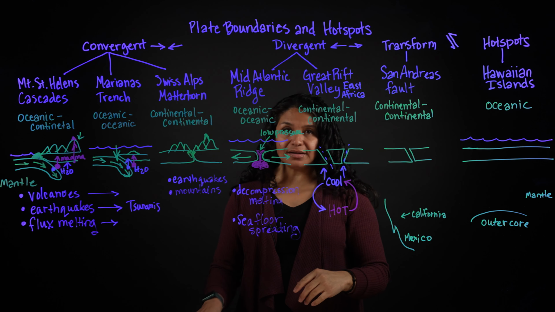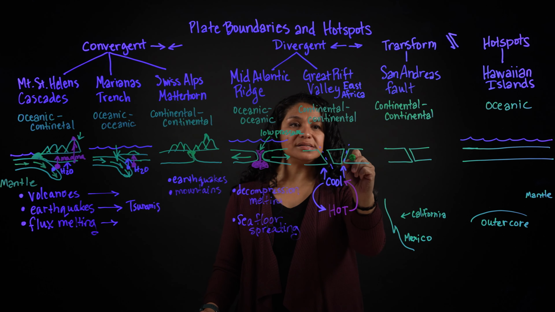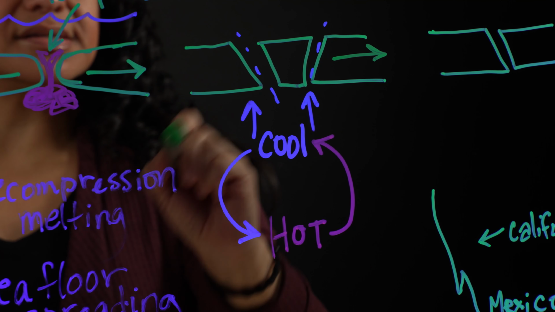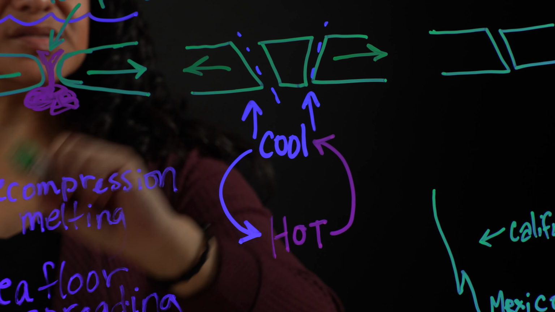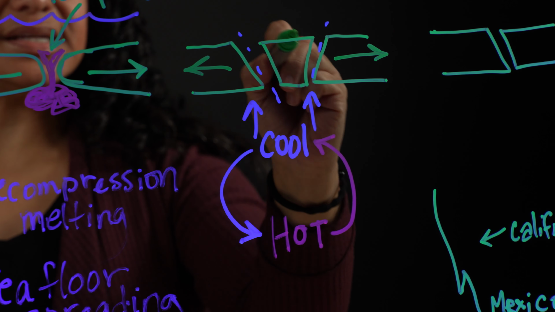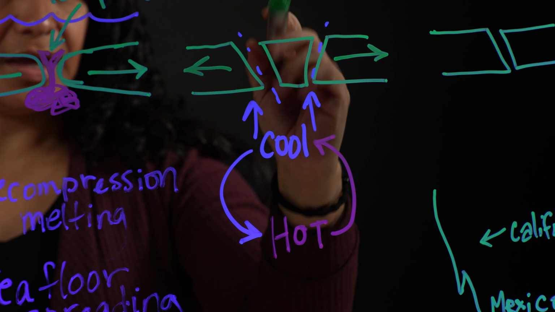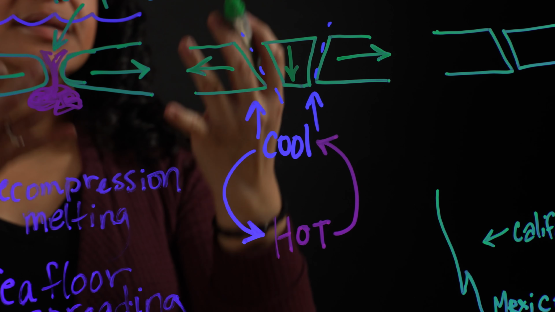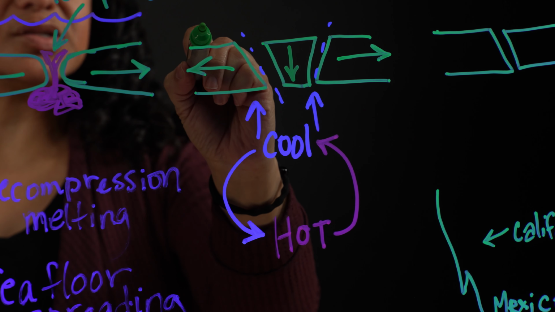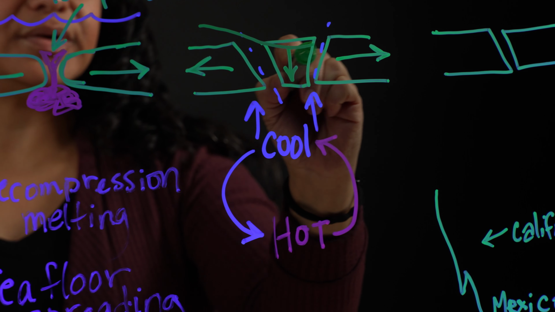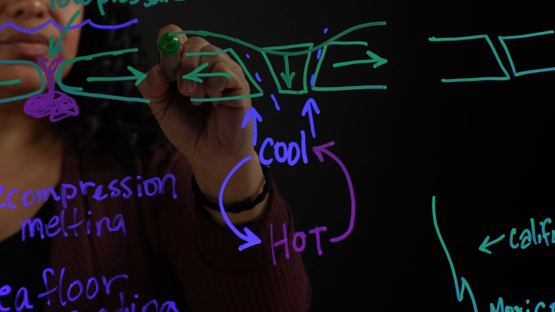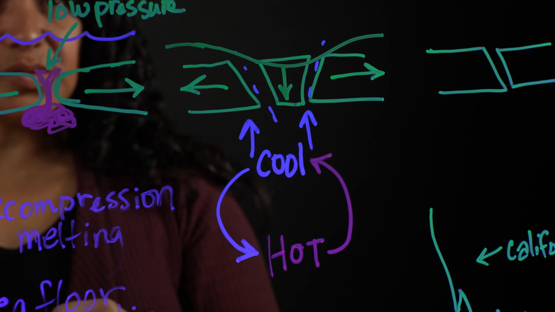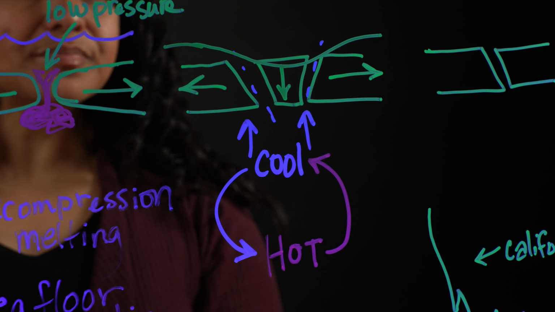So what's happening is that as they are diverging, so if this gets pulled that way and that gets pulled that way, what's going to happen to this middle part right here? It's going to fall down, right? So it's going to fall down. Eventually, it's going to form kind of like a valley, and we call that a rift. That's why it's called the Great Rift Valley.